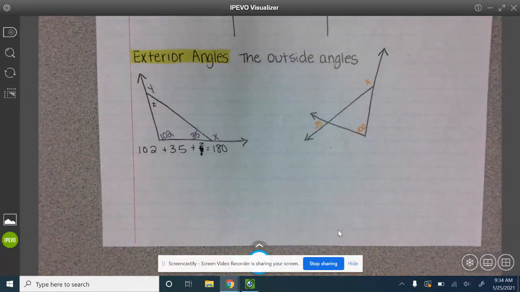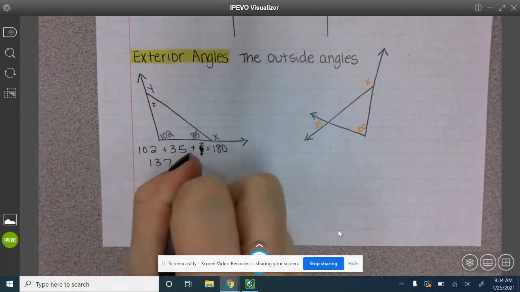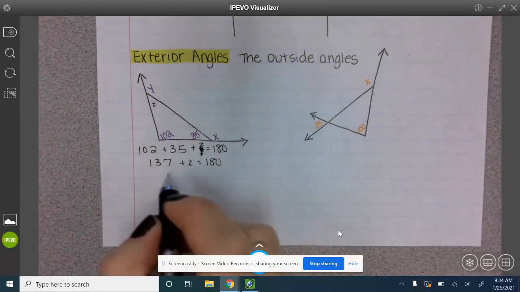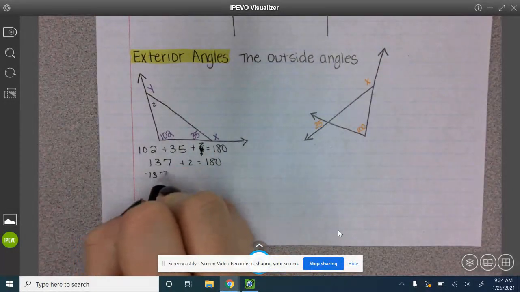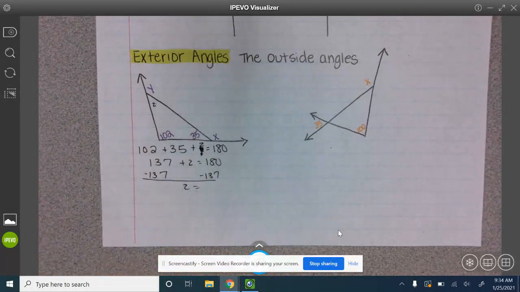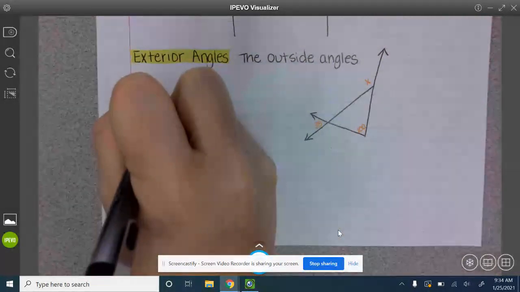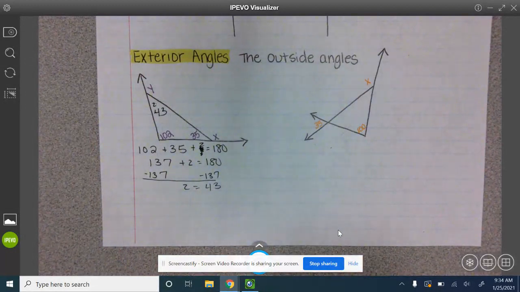Well, 102 plus 35 is going to give me 137 plus z equals 180. Well, how do you kick out positive 137? Subtract 137. 180 minus 137 is going to give me 43. So this angle is 43 degrees.